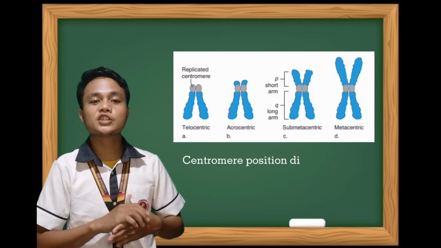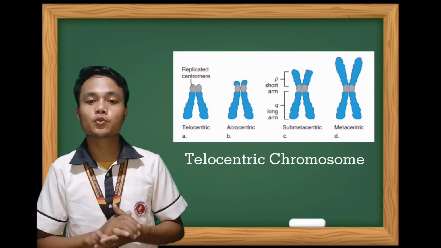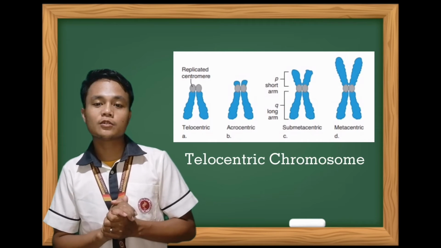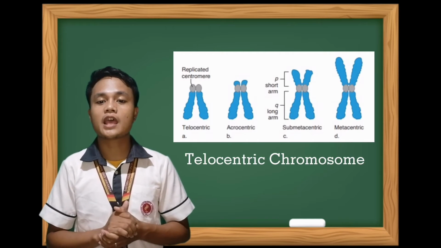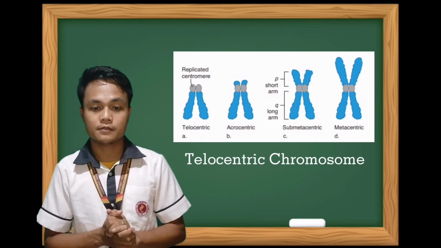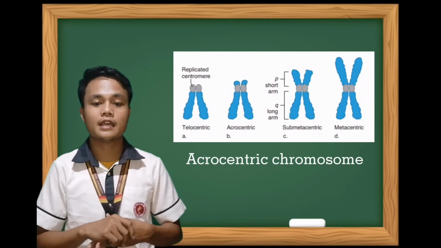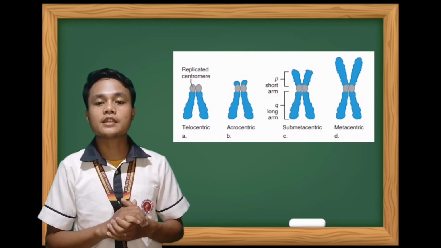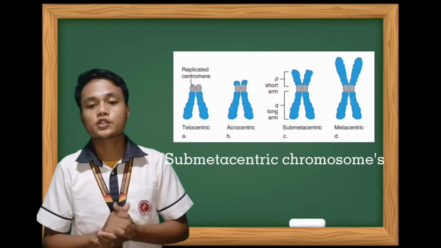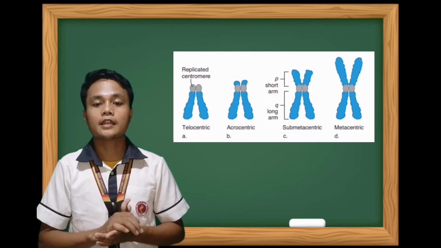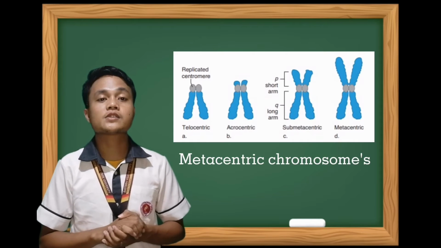Centromere position distinguishes chromosomes. A telocentric chromosome has the centromere toward one end, although telomere DNA sequences are still at the tip. Humans do not have any telocentric chromosomes. An acrocentric chromosome has the centromere near an end. A submetacentric chromosome's centromere creates a long arm, Q, and a short arm, P. And a metacentric chromosome's centromere establishes equal-sized arms.